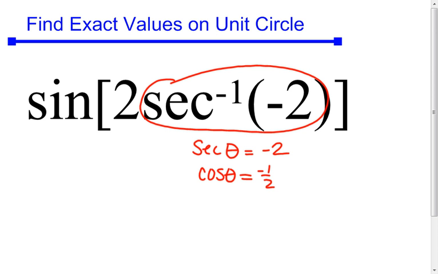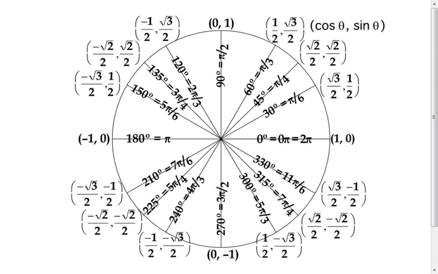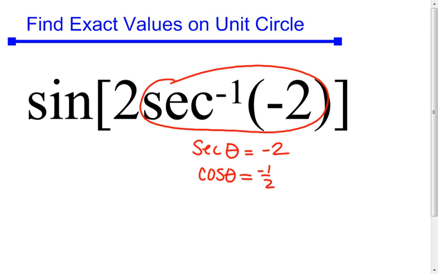So I go over here. Cosine is -1/2. Cosine is your x value, remember. Cosine is -1/2 right here at 2 pi over 3, and it is also -1/2 right here at 4 pi over 3. Okay, so 2 pi over 3 and 4 pi over 3 are my two choices for what's in here.